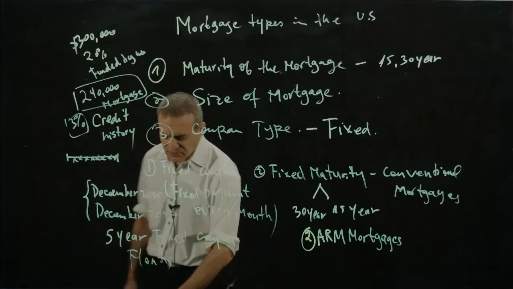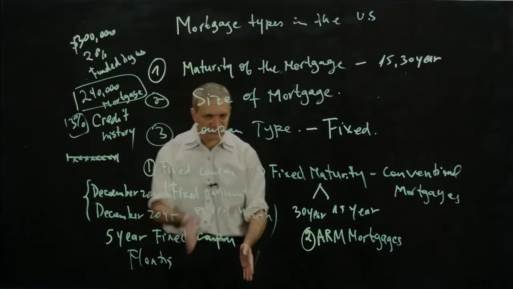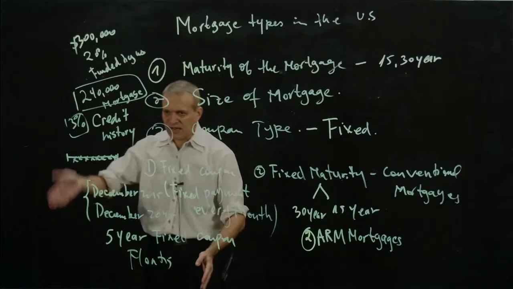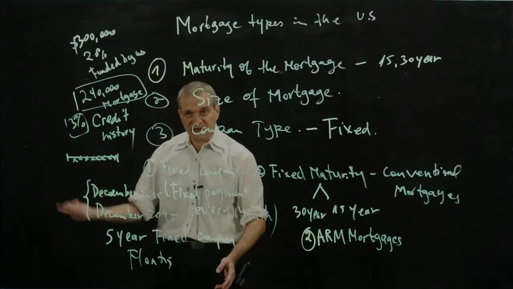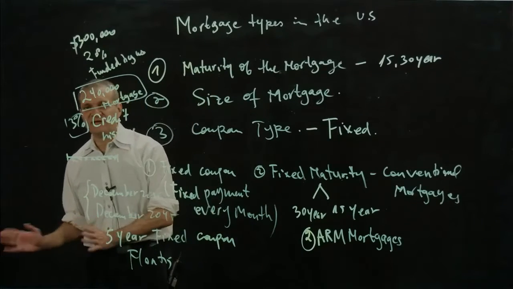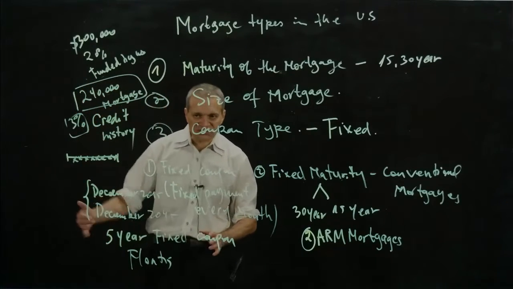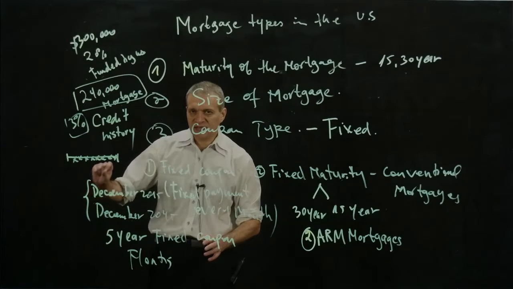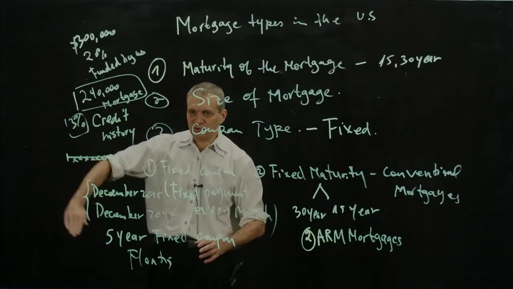What does that mean in floats? Okay, so let's say first 5 years you pay 3%. After 5 years, if you don't refinance the loan, and we will talk about refinancing in a minute, what happens is that your coupon starts to fluctuate.